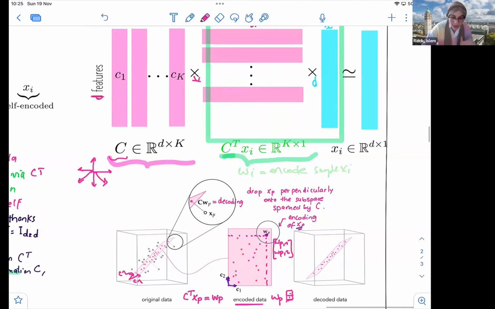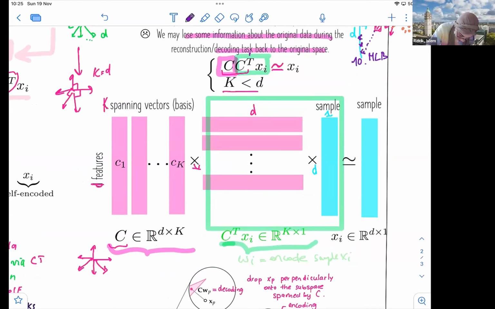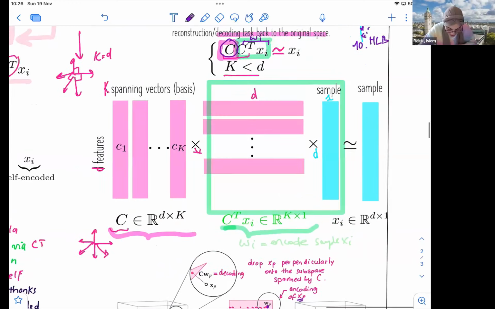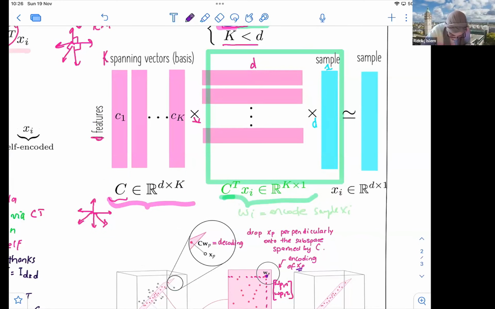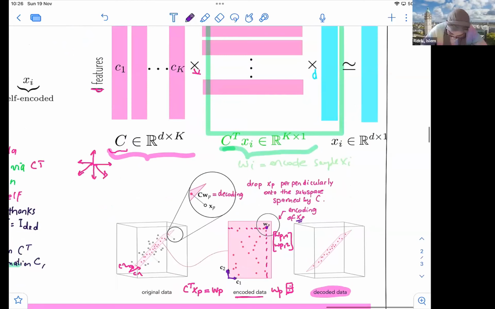Now, what happens when we decode, guys? This is very important. When we decode, we need to multiply WP by C. So this is the decoding. This is our WI here, for example. We multiply it by C, so we're projecting somehow back into the space. So when you project back into the space, all decoded points are represented into the original space.